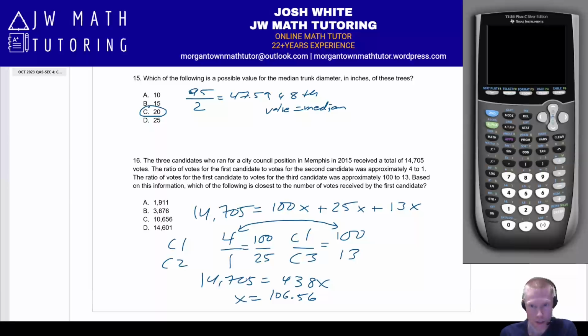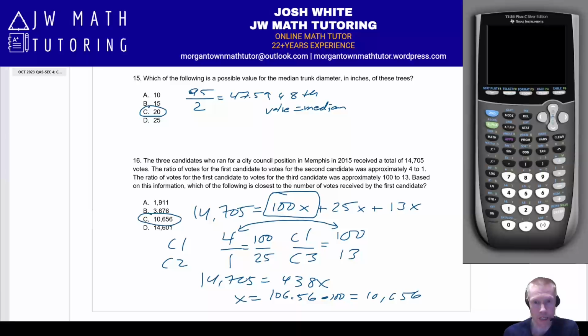And now they want to know the number of votes received by the first candidate. So that's this part right here. That's just x times 100. So you multiply this by 100, and that turns it into 10,656. So the correct answer is going to be letter C.